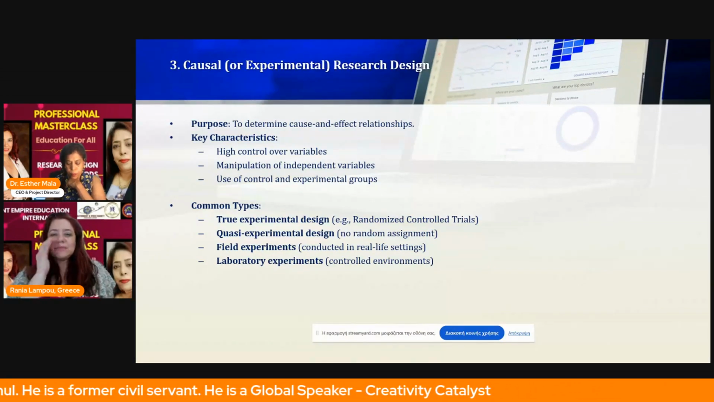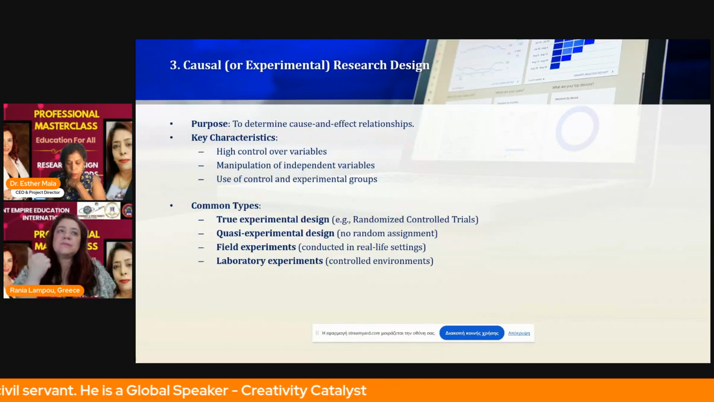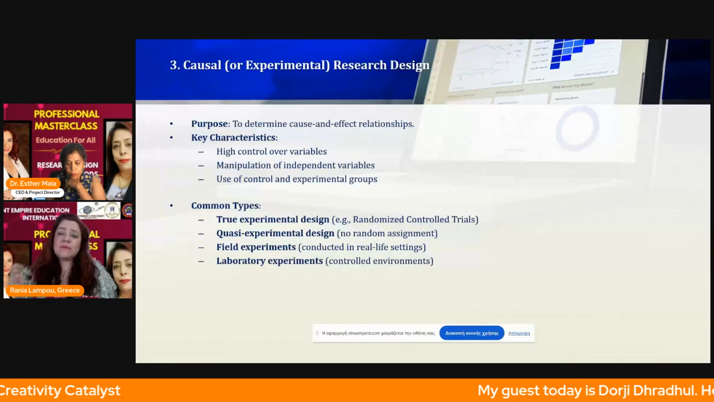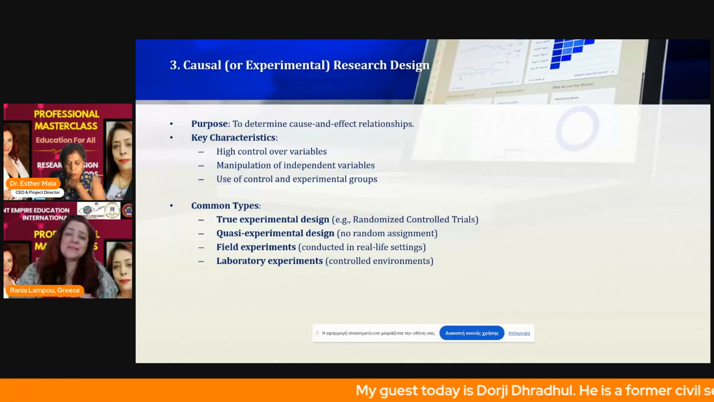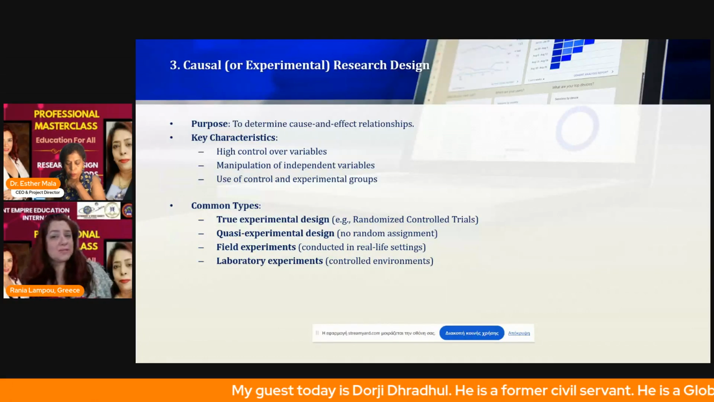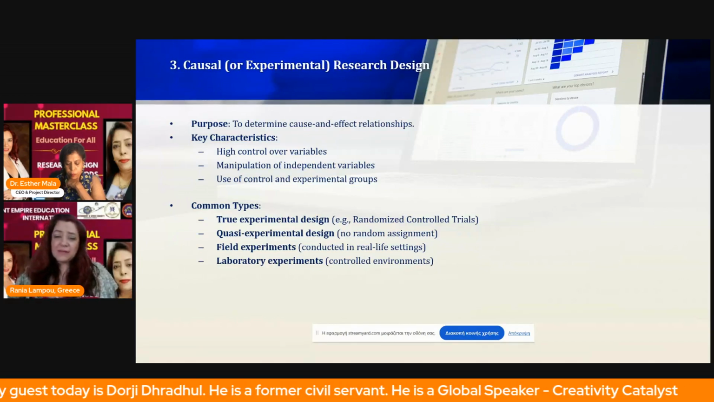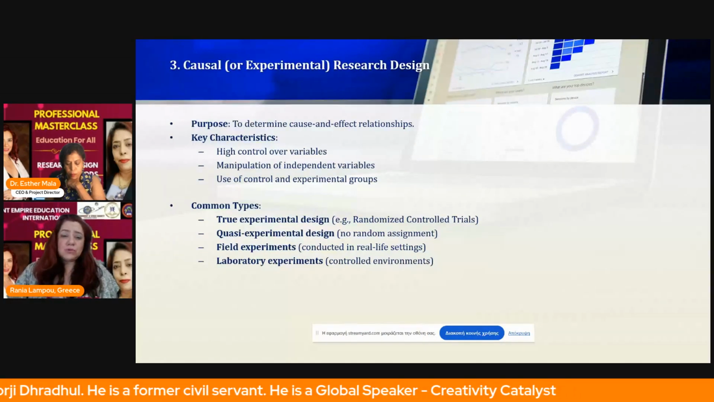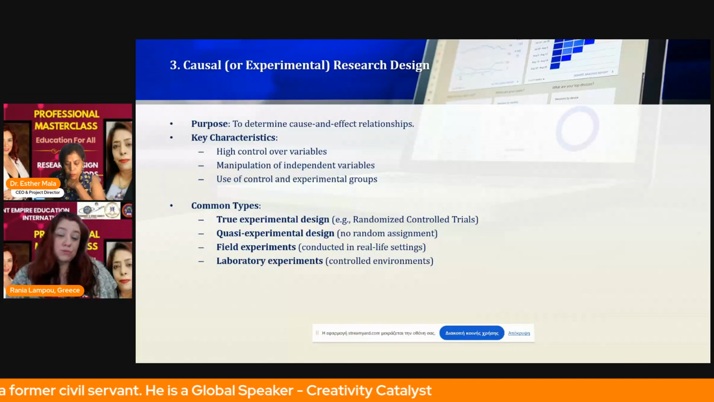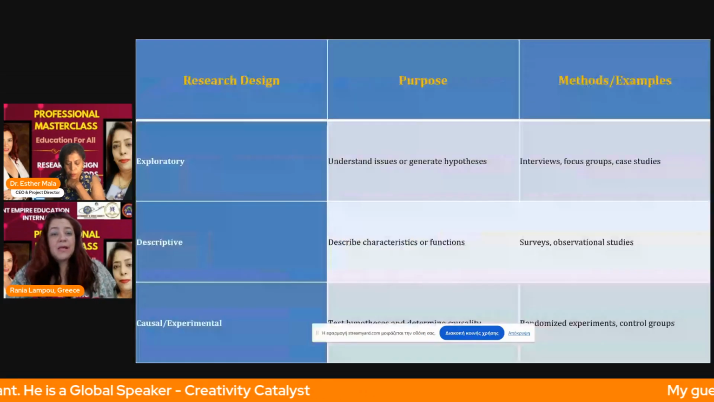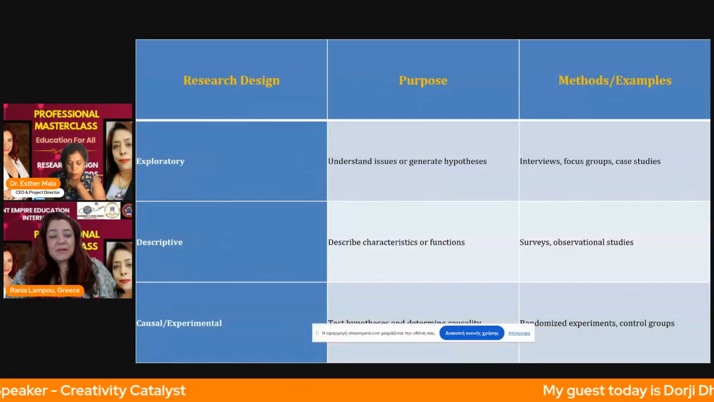And the common types of this research design: first, we talk about true experimental design, for example, randomized controlled trials, or quasi-experimental design, where there is no random assignment. The field experiments, which are conducted in real-life settings, and laboratory experiments, where there are always controlled environments. So here are the three major types of research design.